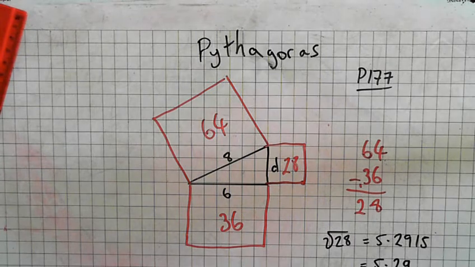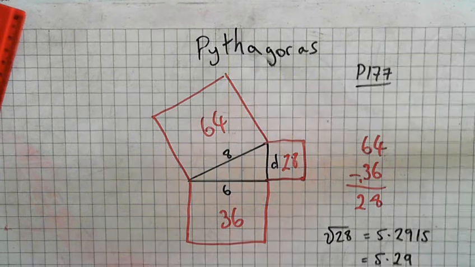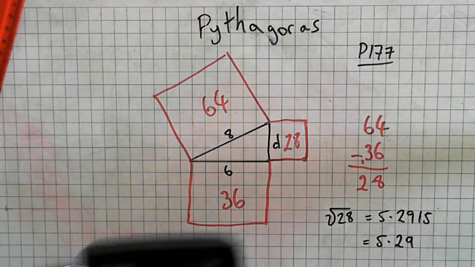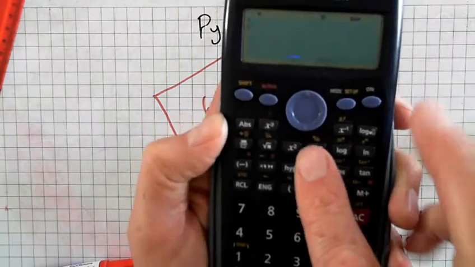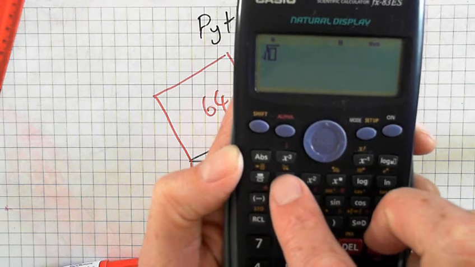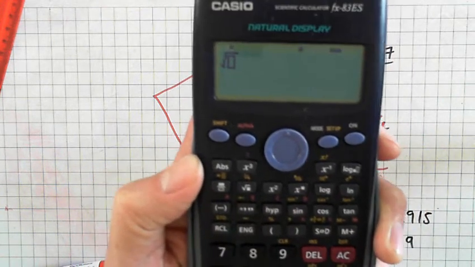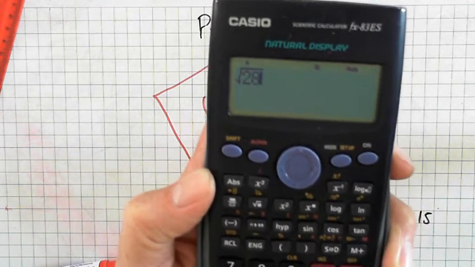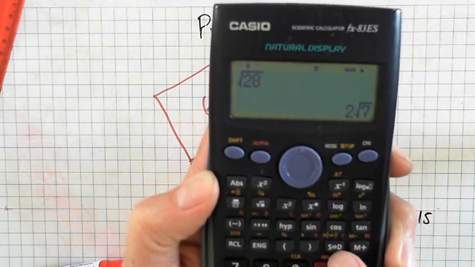Do you know how to find the square root on the calculator? What do you type in? Alright, so you hit this button here. See that square root sign? Square root. Okay, and then 28. And then equals. And then press SD.